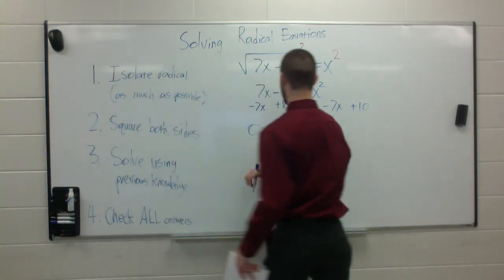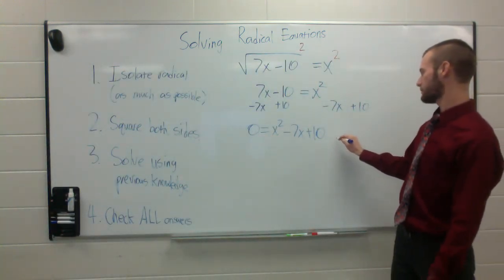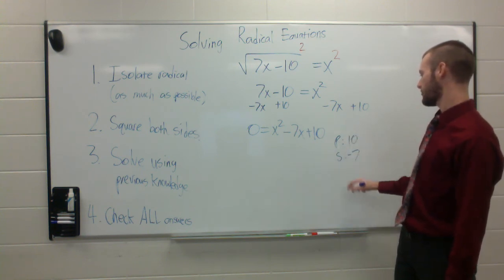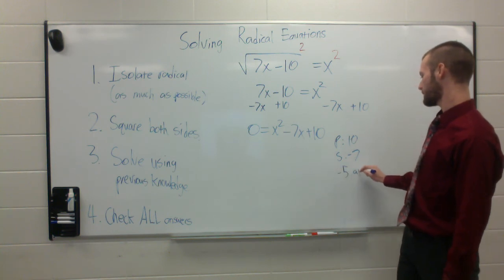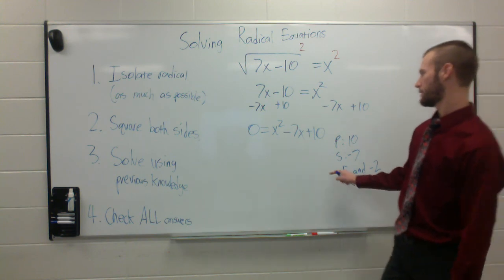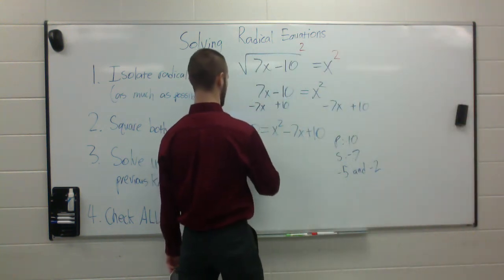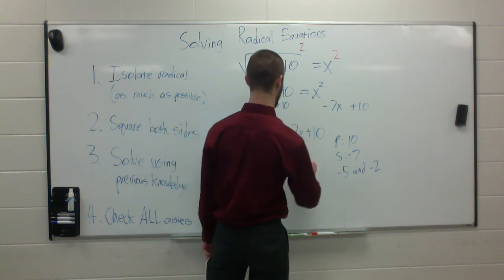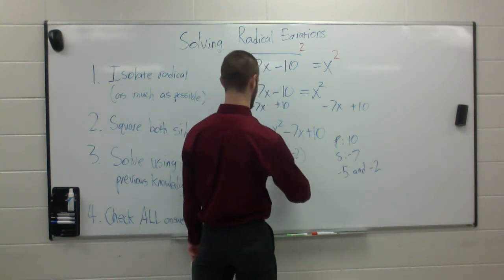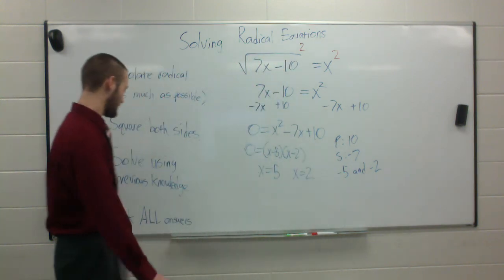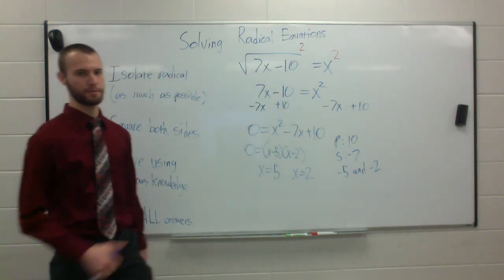Also, this can be solved by factoring. I have a product of 10, sum of negative 7, that's going to be negative 5 and negative 2, right? So 0 equals x minus 5 times x minus 2 means I have 2 possible solutions. Still, I have to check all of my answers.